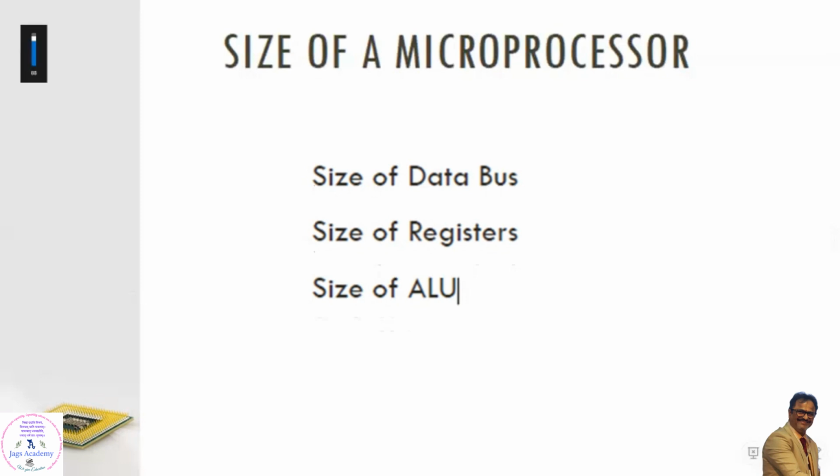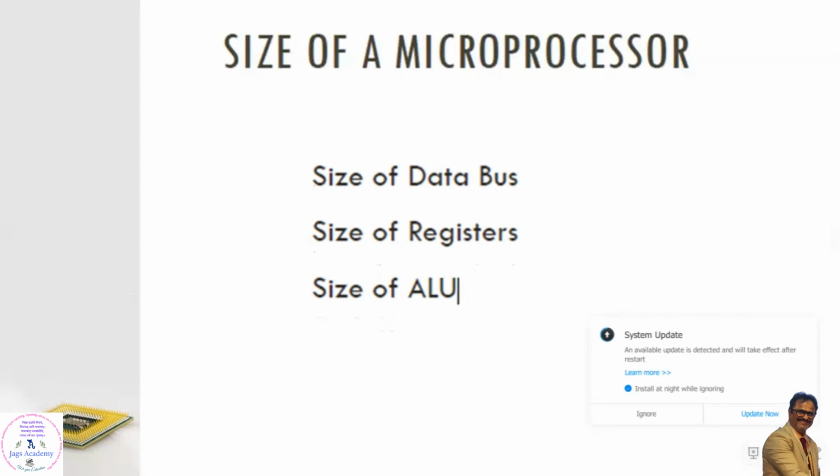Suppose I say your ALU is 32-bit. Suppose you say your registers are 32-bit. Suppose I say your data bus is 32-bit. All these three are normally the same for a microprocessor. Size of the data bus, size of the ALU, and size of the registers normally remain the same for a particular microprocessor. Whatever the size of the register, the same size of ALU operation it can do. If the register size is say 16 bits, the corresponding microprocessor will have a 16-bit ALU. Okay? And similarly, it will have a 16-bit data bus.